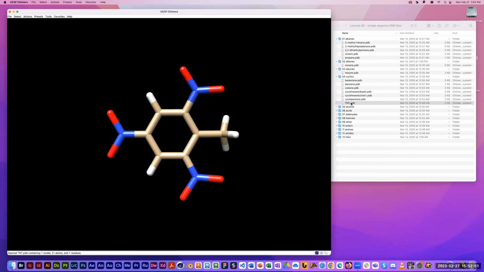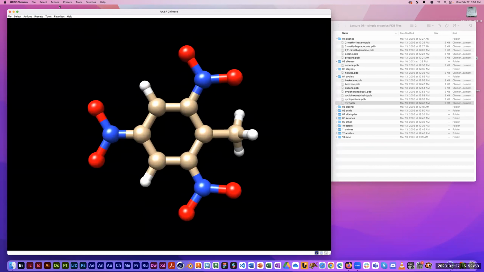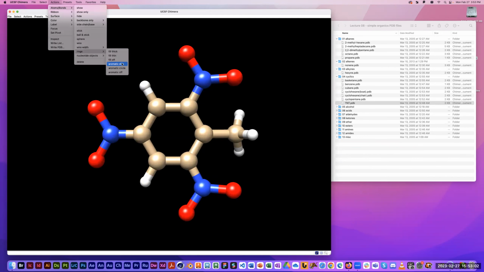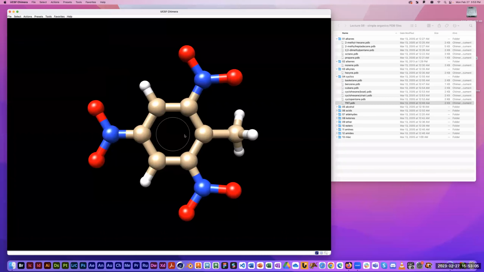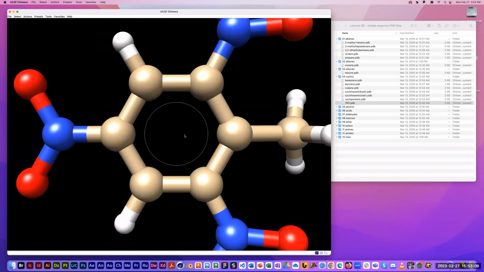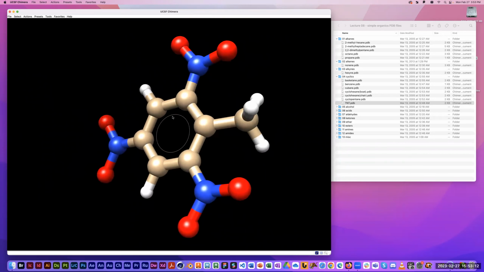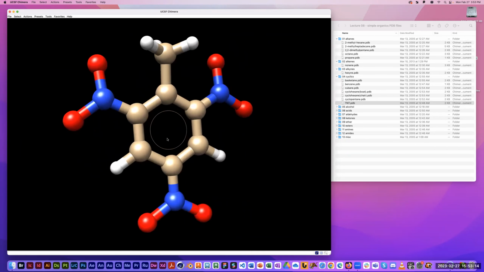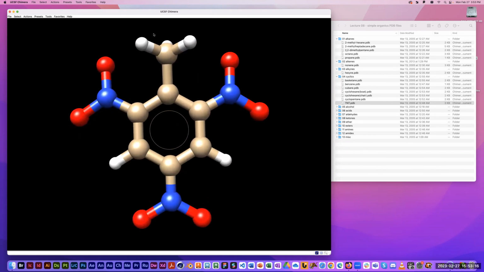And here's TNT, trinitrotoluene. So that's our benzene ring in the middle. I don't know if it shows up, it's barely showing up there, a little circle in the middle. So we've got benzene, we've got a methyl group up at the top, CH3, and then we've got 3 nitro groups to make trinitrotoluene, or TNT.